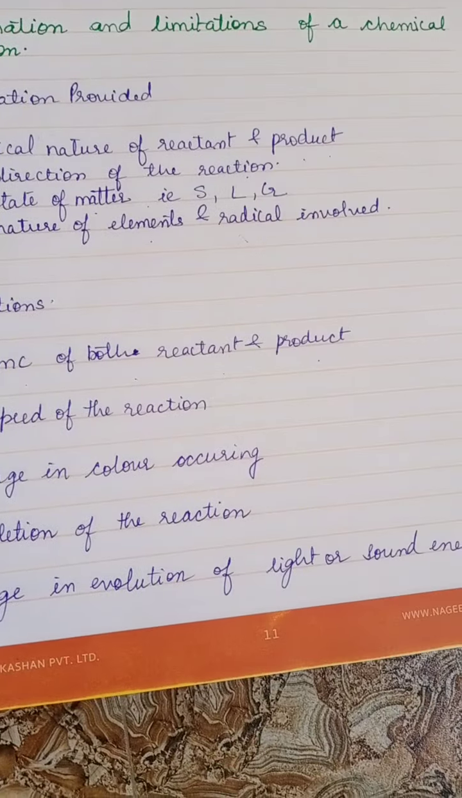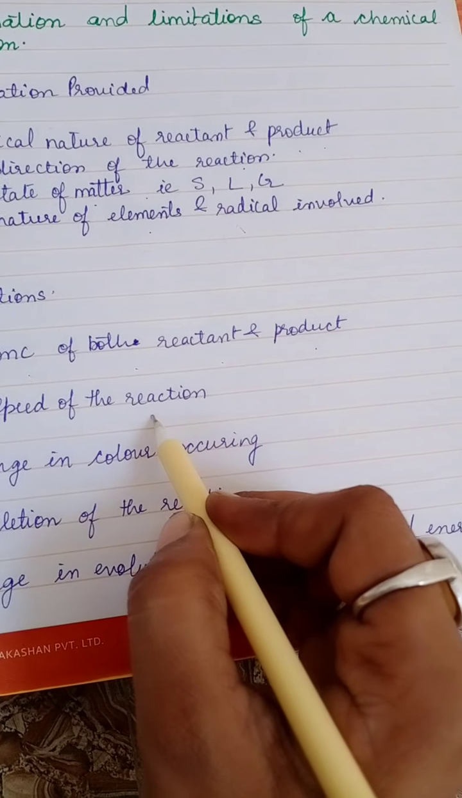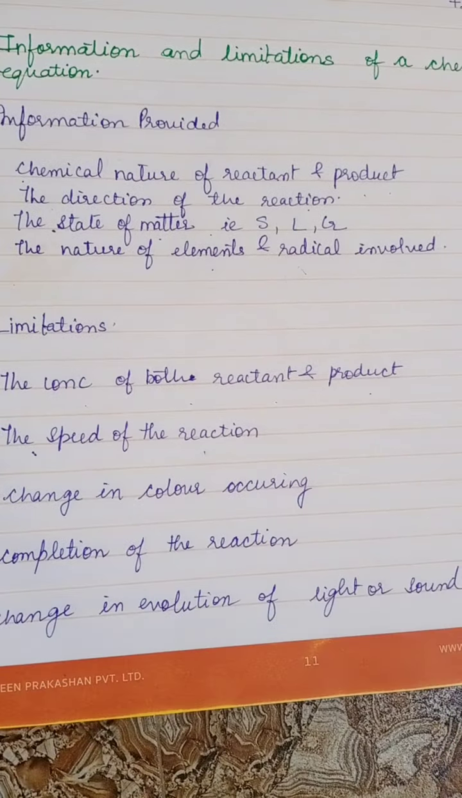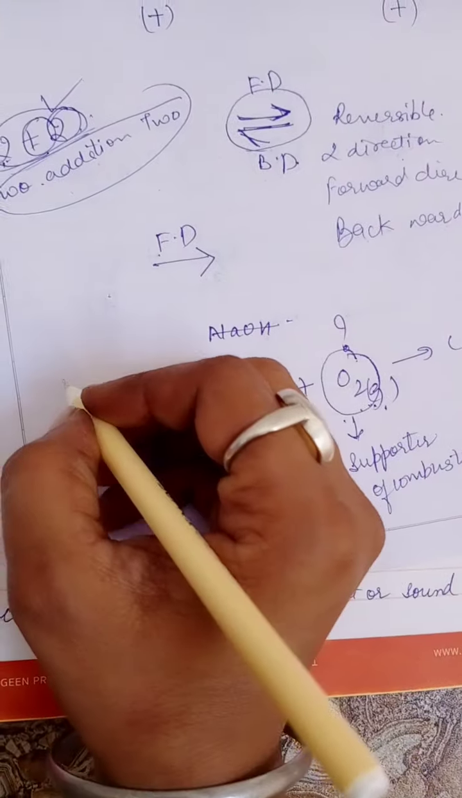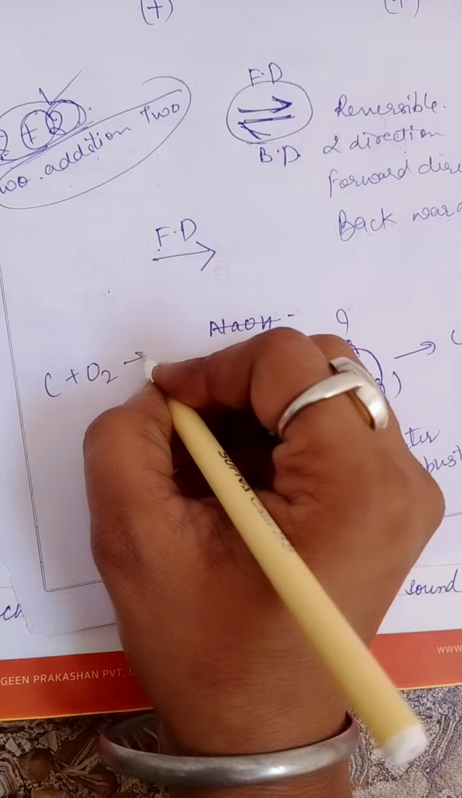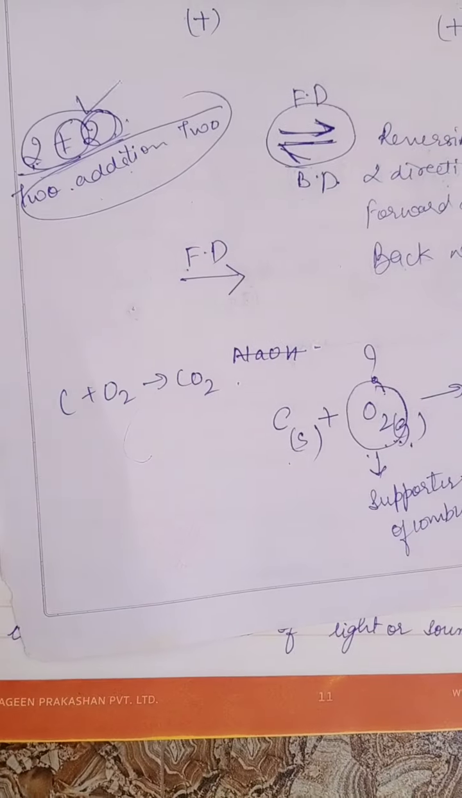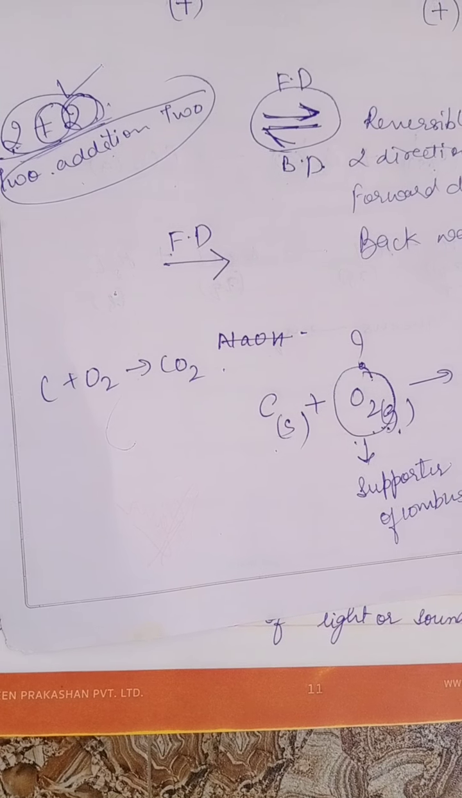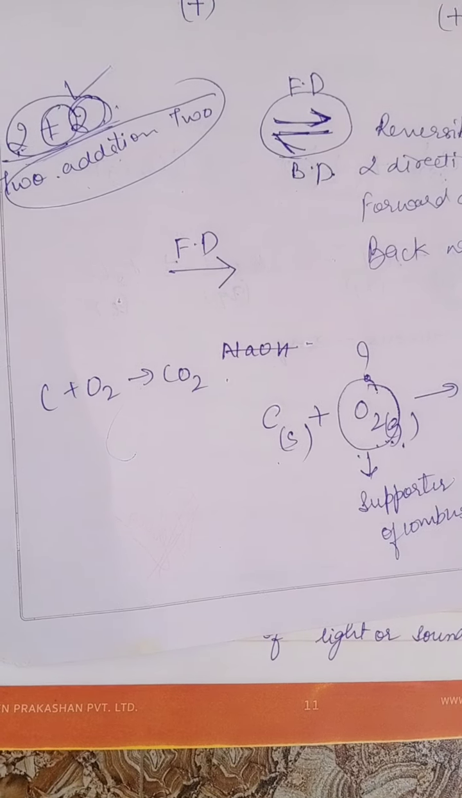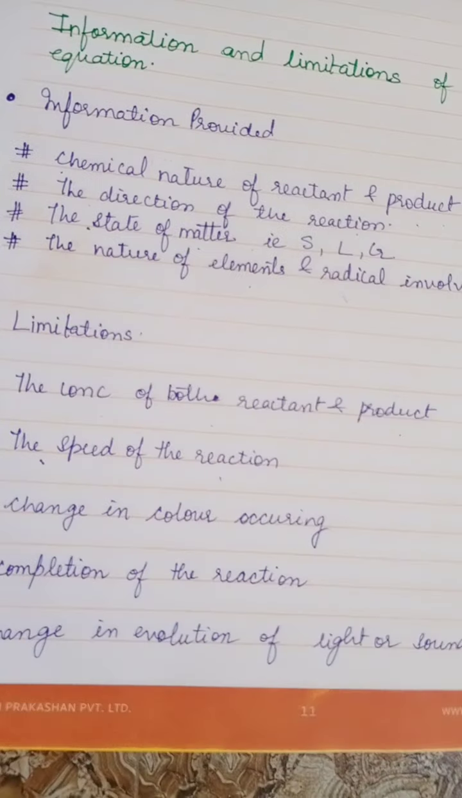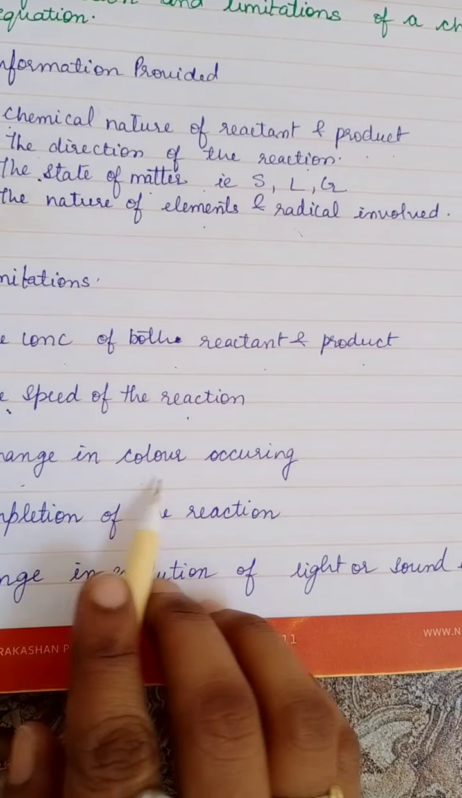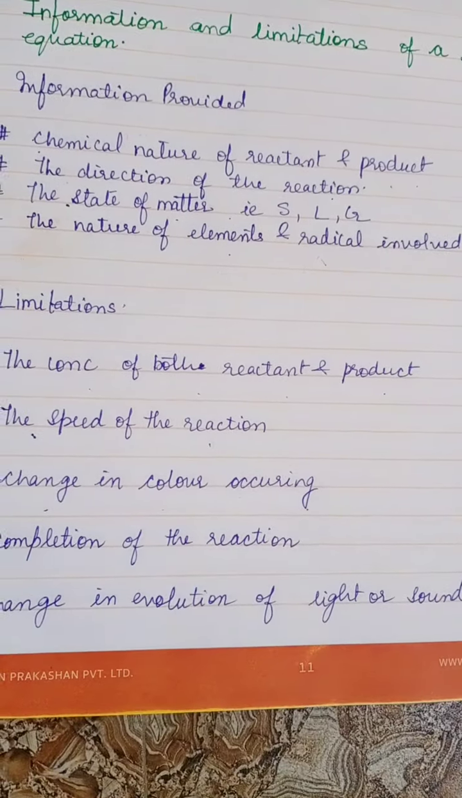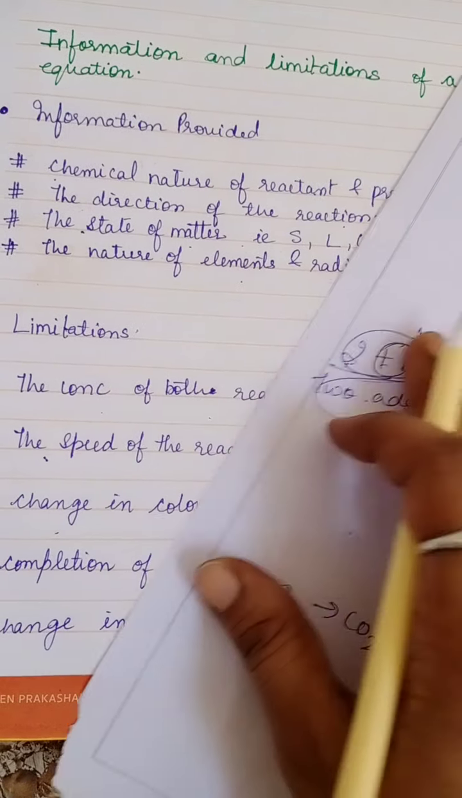Then it does not tell us the speed of the reaction. For example, the burning process may take a longer time or a short time, so the speed of the reaction is never explained. Change in color occurring is also never explained until and unless it is mentioned.